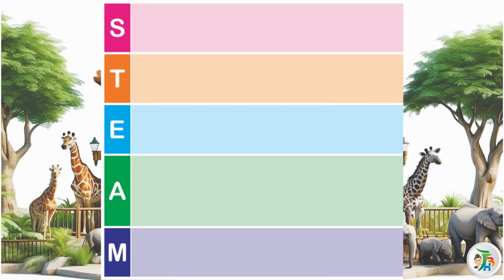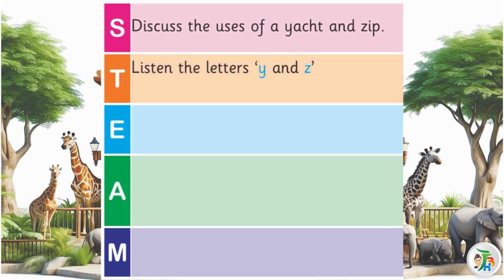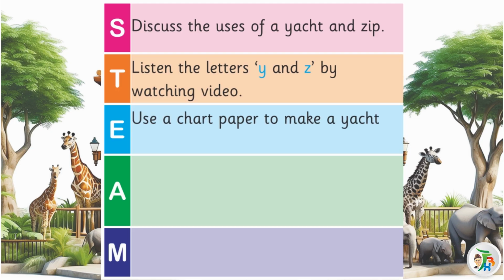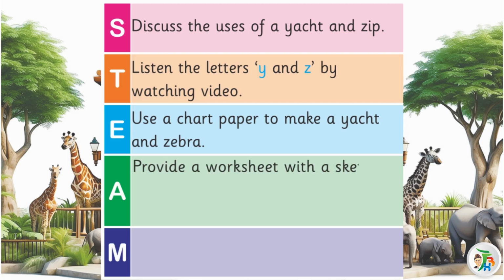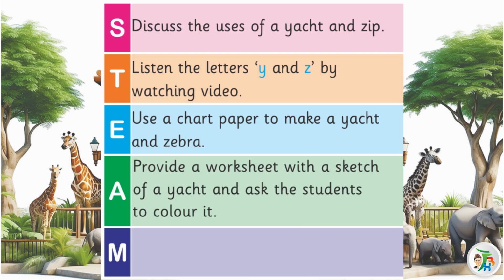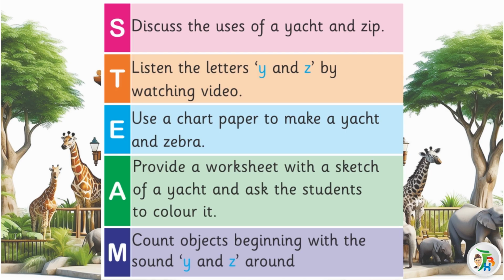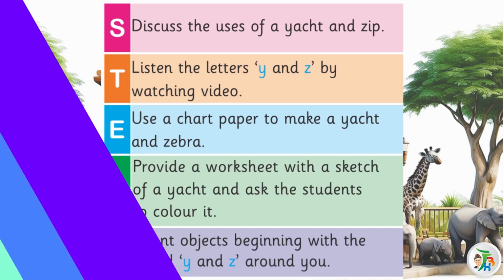STEAM activities. S. Discuss the uses of a yacht and zip. T. Listen to the letters Y and Z by watching a video. E. Use a chart paper to make a yacht and zebra. A. Provide a worksheet with a sketch of a yacht and ask the students to color it. M. Count objects beginning with the sound Y and Z around you.